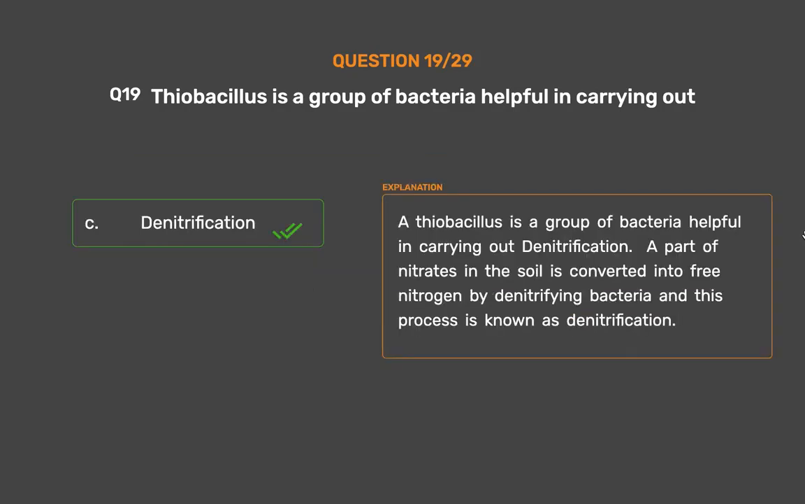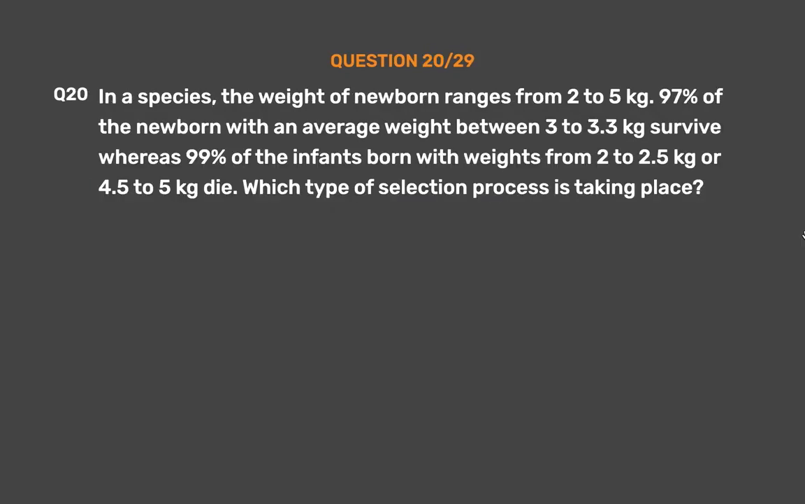Denitrification. Thiobacillus is a group of bacteria helpful in carrying out denitrification. A part of nitrates in the soil is converted into free nitrogen by denitrifying bacteria, and this process is known as denitrification.